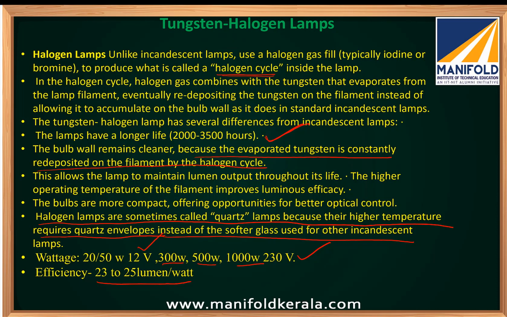So what is the important point here? You have to remember what is the halogen cycle. In the halogen cycle, the tungsten is redeposited on the filament, which will elongate the life and makes the lamp cleaner.